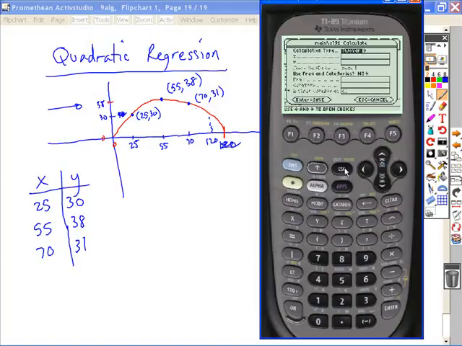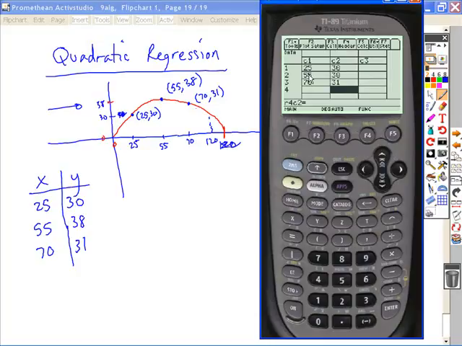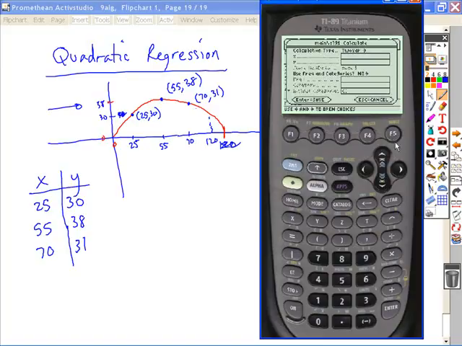Okay, so what I did is I entered my information. And make sure you're entering it in the data matrix editor, not in a list. Okay, so you should have C1, C2 here as your cells or columns. And go to F5, the Calculate tab, and now under Calculation Type, you're going to scroll. You can either scroll down or up to get to number 9, Quadratic Regression.